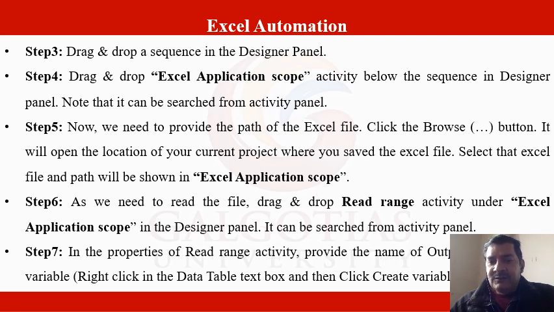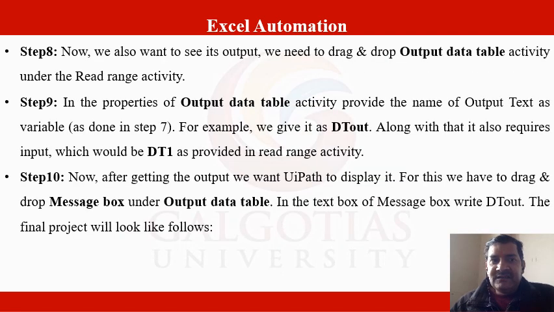Okay, so after providing the output variable, the next step: now you also want to see its output. We need to drag and drop the output data table activity under the read range activity. We have already discussed this. First of all, Excel application scope. Within that, you will append the read range activity, create the output variable, and again drag and drop the output data table activity under the read range activity.